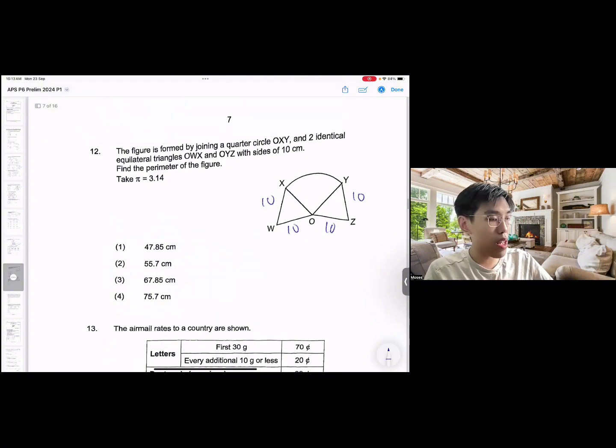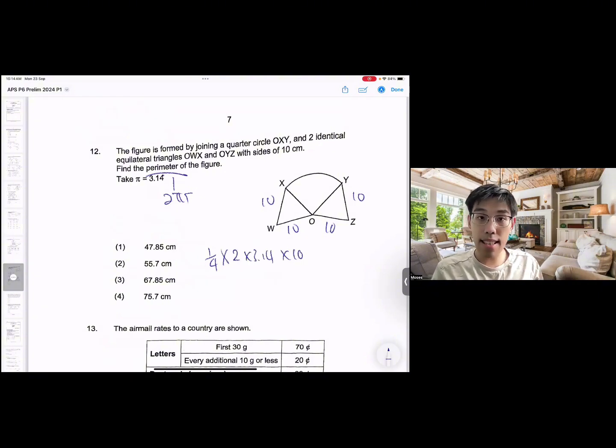Okay, so the quarter circle, we are looking at the perimeter. So the perimeter is 2 pi r. But now this one is 1/4, so it's 1/4 of 2 pi r. R is 10 in this case. At the same time, plus 40, because of this 4.